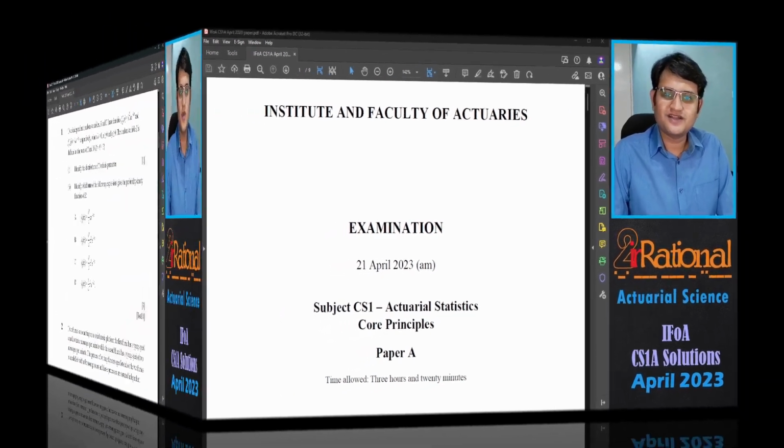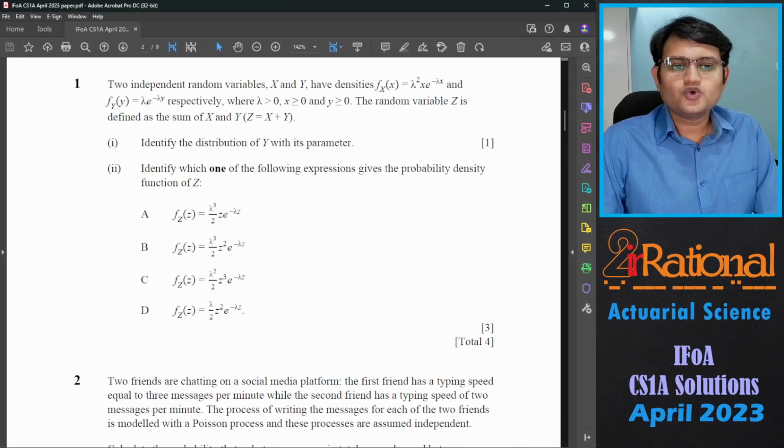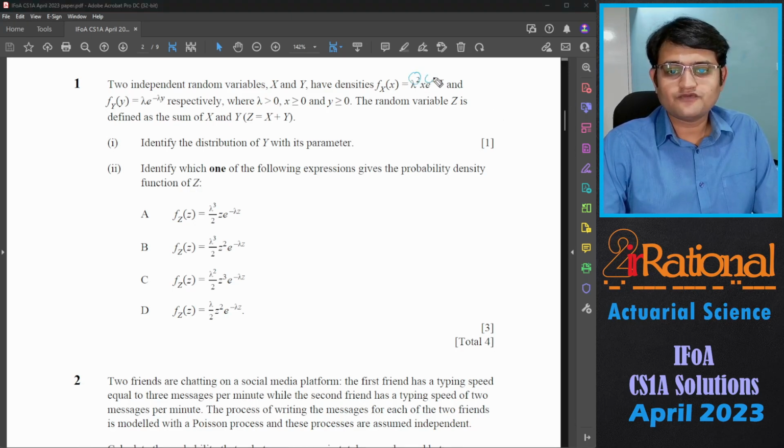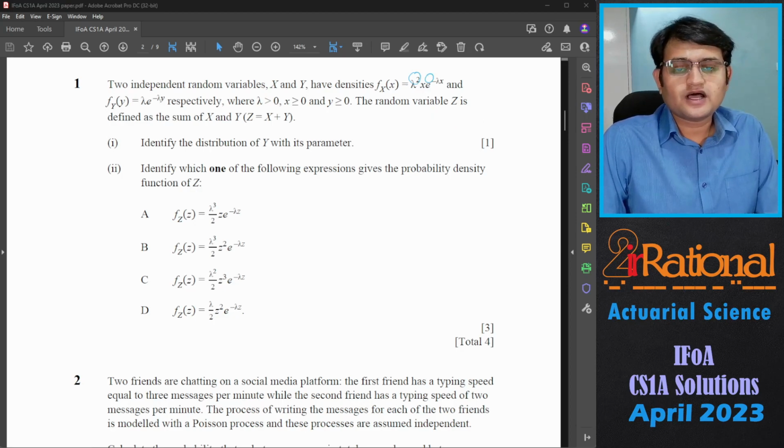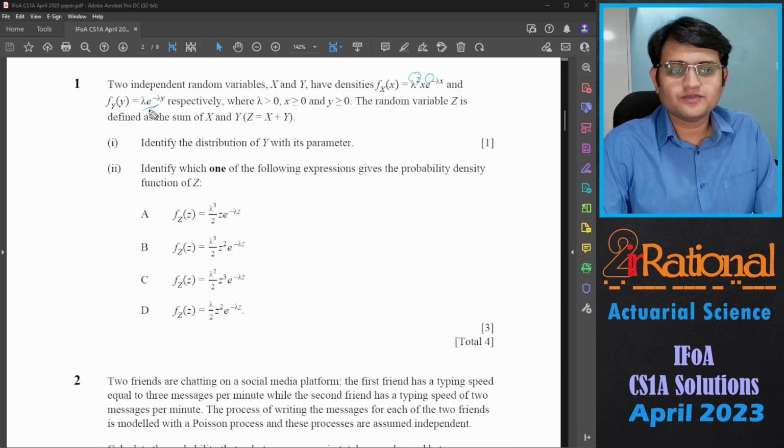Now let's get started. Question number 1. Two independent random variables x and y have the densities f of x is lambda square x e raised to minus lambda x. That seems to be a gamma distribution with alpha as being 2, right? We have lambda raised to alpha, x raised to alpha minus 1. So it seems alpha is 2 and lambda is lambda, and y is lambda e raised to minus lambda y. So either that can be an exponential distribution or a gamma distribution with alpha as 1.